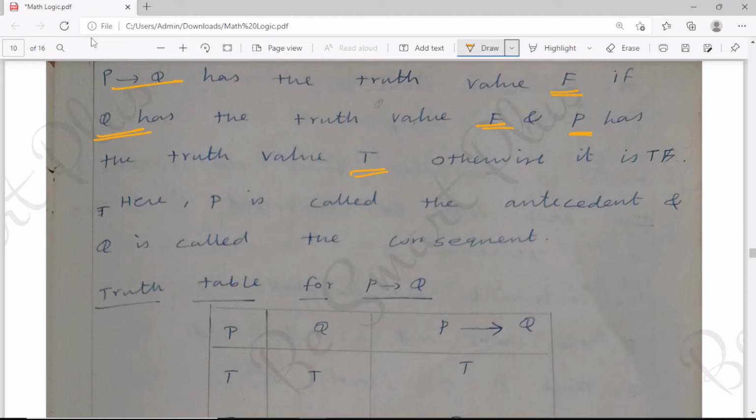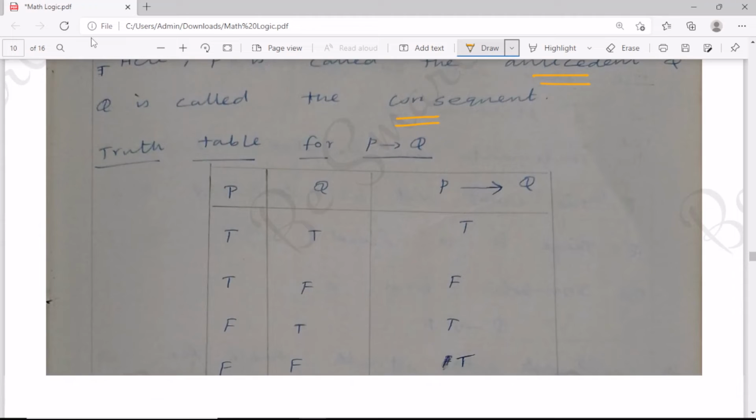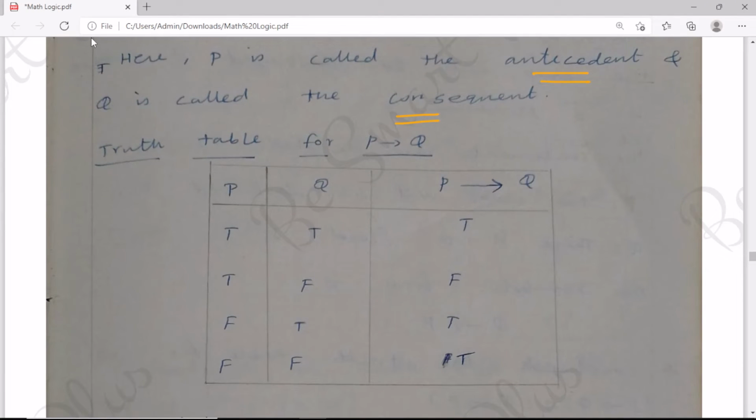Let me show you the truth table, so you can get a clear idea. Here P is called the antecedent and Q is called the consequent. So let me show you the truth table for P conditional Q. Here we have two variables, so totally four possibilities are there. P conditional Q is false only when P takes the value true and Q takes the value false. Otherwise all the truth values are true. So this false exists only when P has the truth value true and Q has the truth value false.